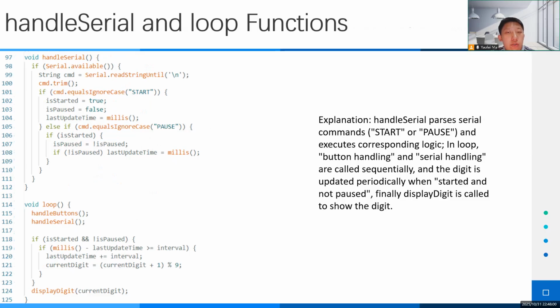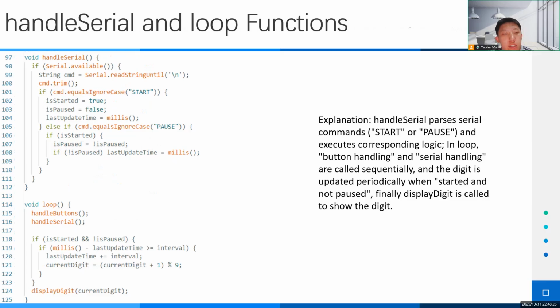The handle serial function listens for commands from C#. If it gets start, it starts counting, same as pressing the start button. If it gets pass, it pauses or resumes counting, same as pressing the pass button.